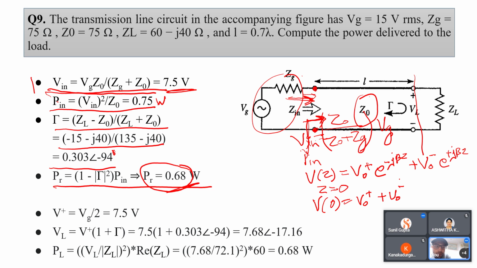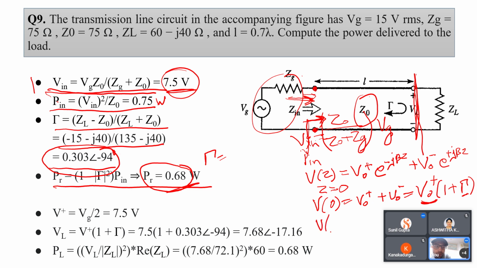See, the reflection coefficient you can calculate at the load side, which is given as gamma equals ZL minus Z naught over ZL plus Z naught, which you have already calculated here. You just have to put the value of gamma here. V naught plus is already known to you, which is equal to 7.5 volt. You have to calculate the value of load voltage by using these parameters.